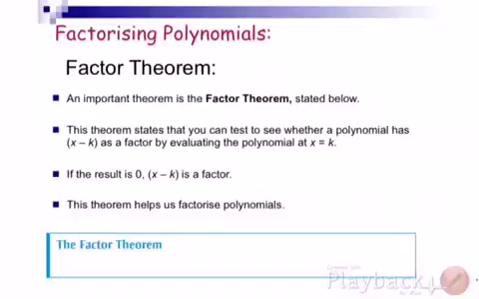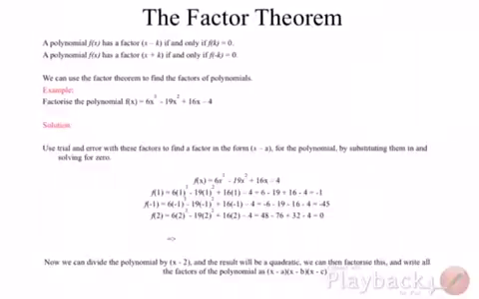We're going to do a couple of examples, but this is exactly the theorem. A polynomial f of x has a factor x minus k if and only if f of k is equal to 0. So again, the factor theorem: if f of x has a factor x minus k, then f of k is equal to 0. So the factor is x minus k, but the solution is just k.